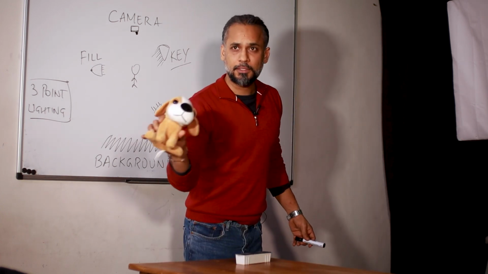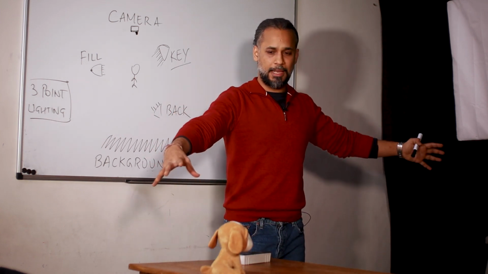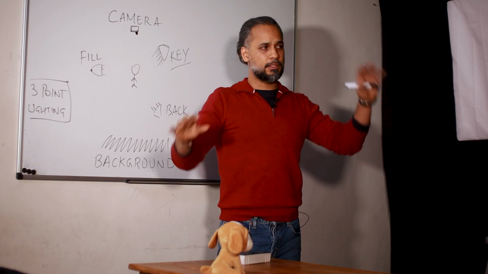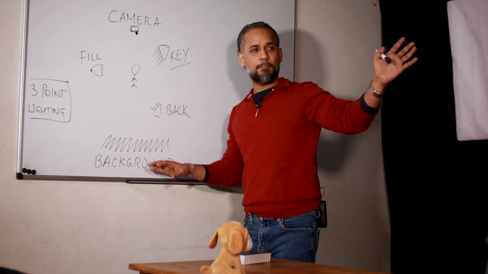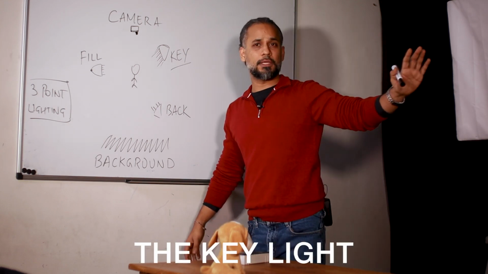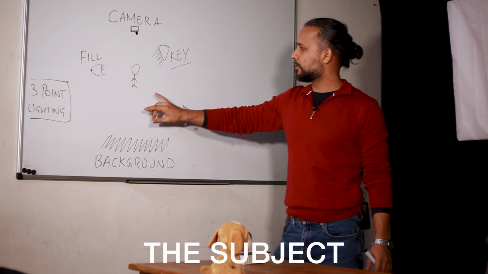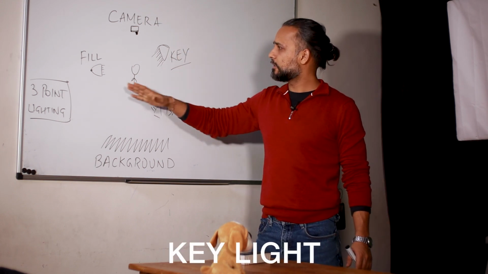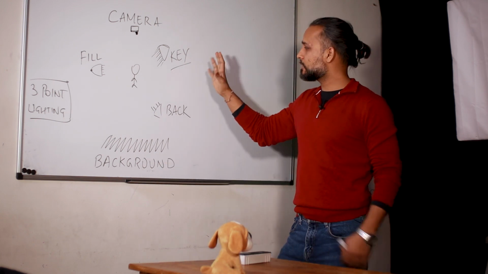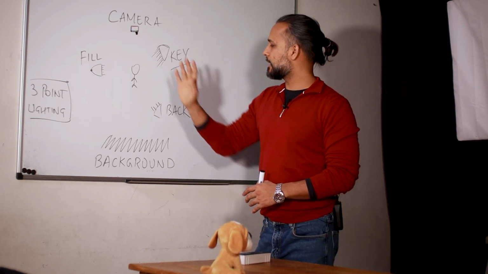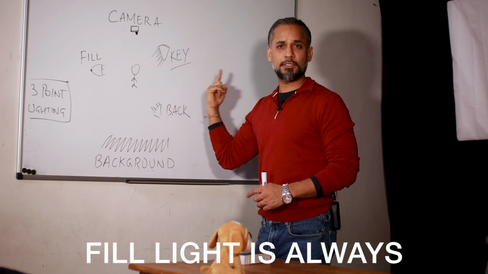Like my brother here, okay, I was sitting here, and the background was there. The key light was on my right, the fill light here, and the backlight the same side of the key light. Okay, the same thing is here. The subject, key light, the fill light, the backlight, and the background. Of course you can put the key light on the other side, but then if you put the key light on the other side, backlight also goes. Fill light is always on the opposite.